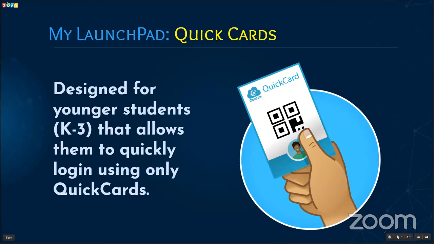So we totally know and understand the struggle of getting little ones to log into the computer and to other applications. That's why students in grades pre-K to 3 will utilize quick cards to access My Launchpad. A quick card is a card with a QR code on it that will send your child's credentials to My Launchpad for automated sign-in. So there'll be no tears, no struggle, just a quick way to help them log in. So please keep these cards in a safe place for daily use.